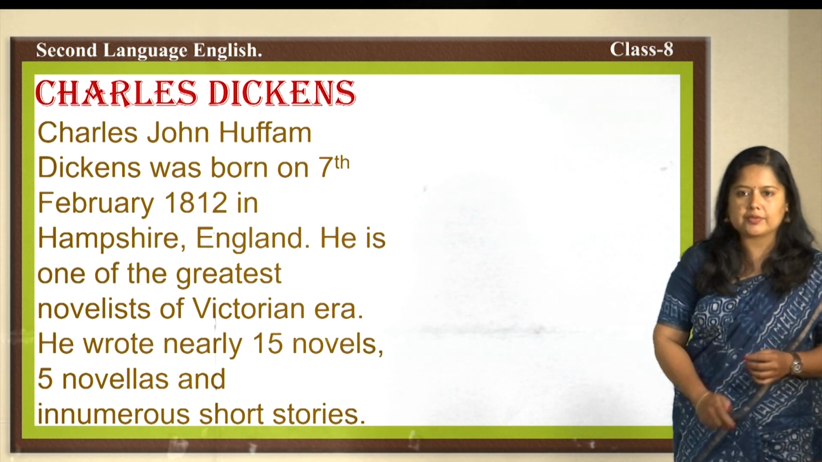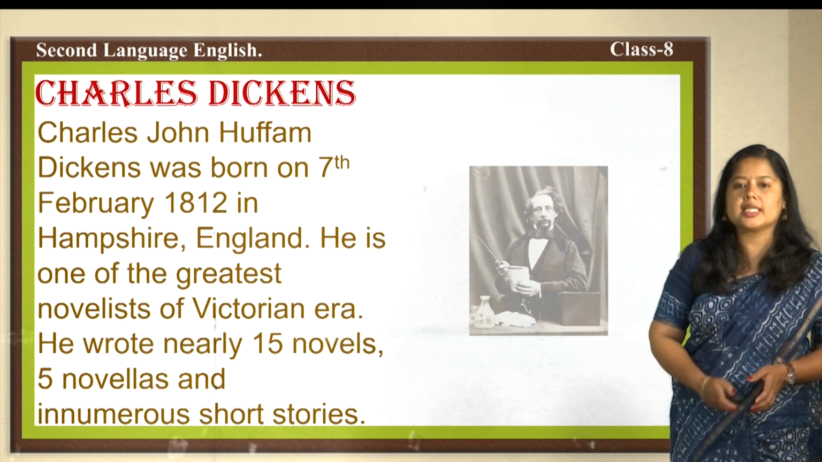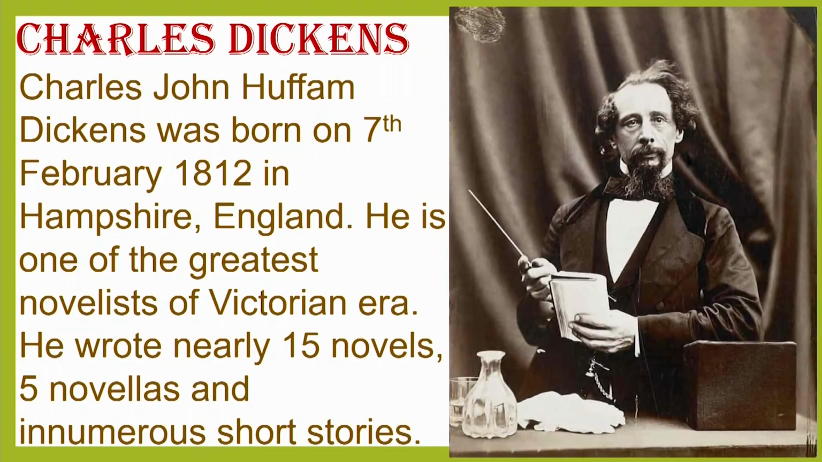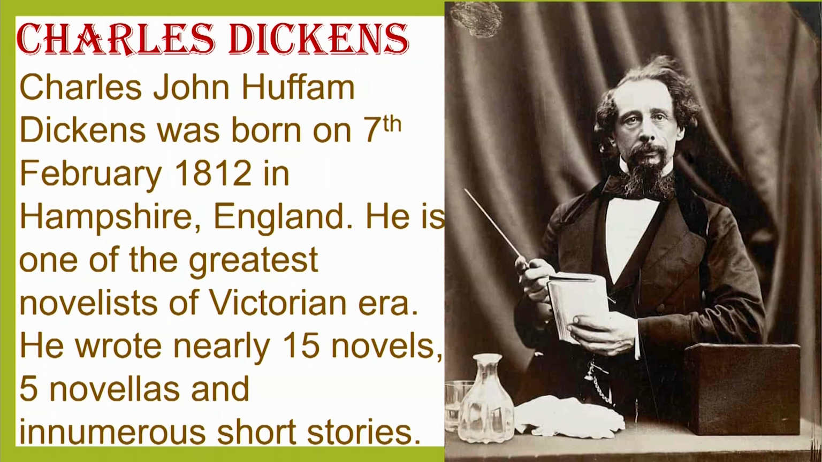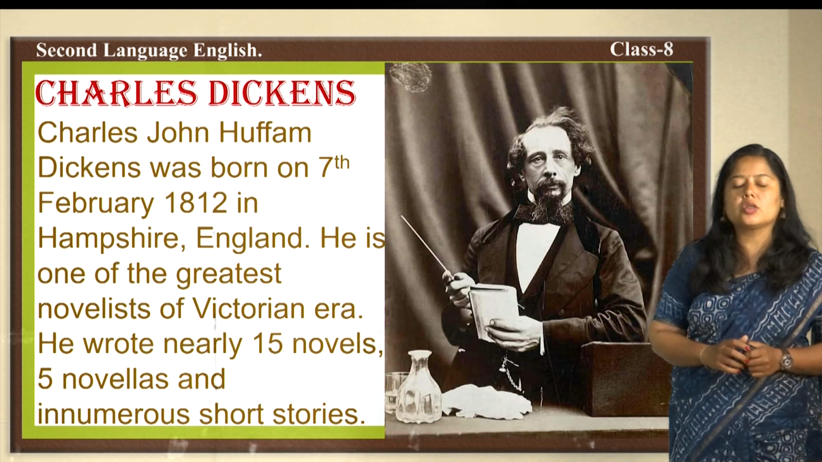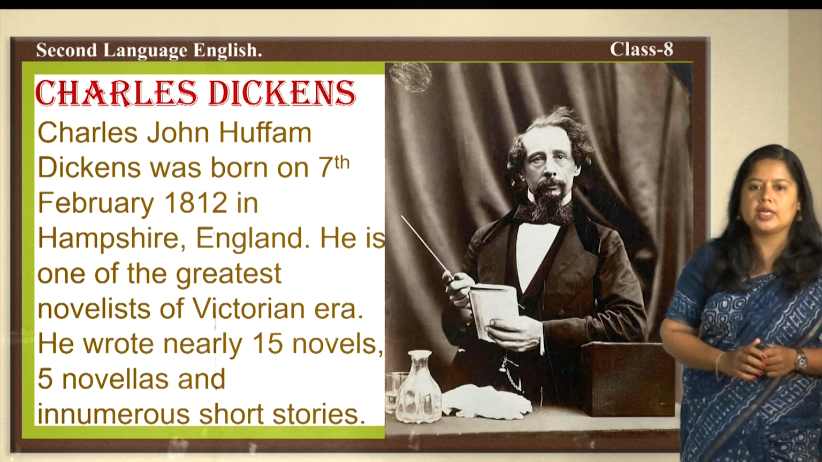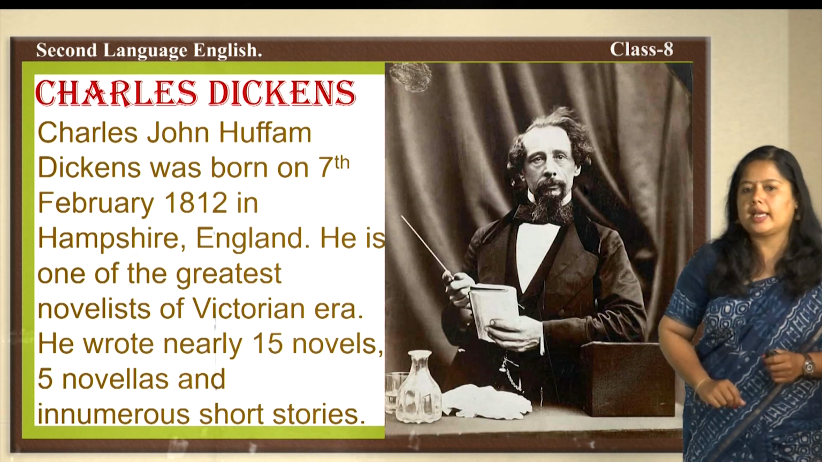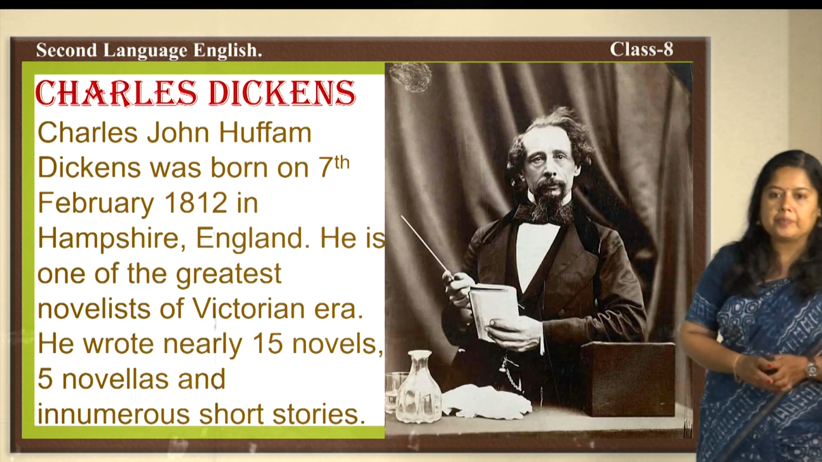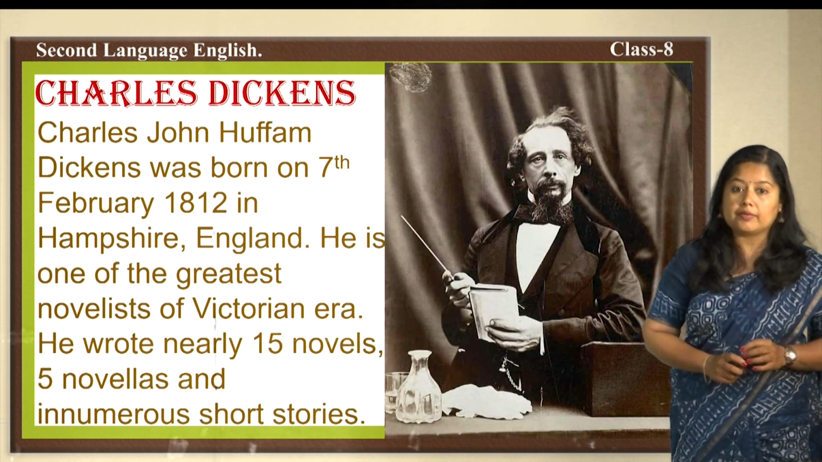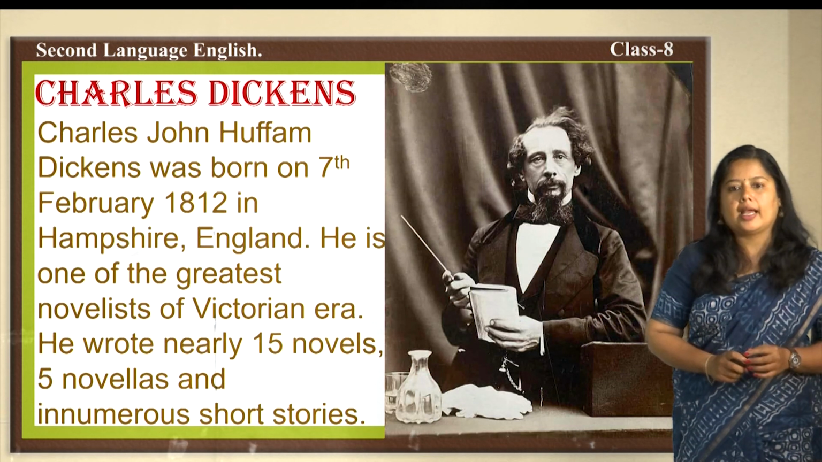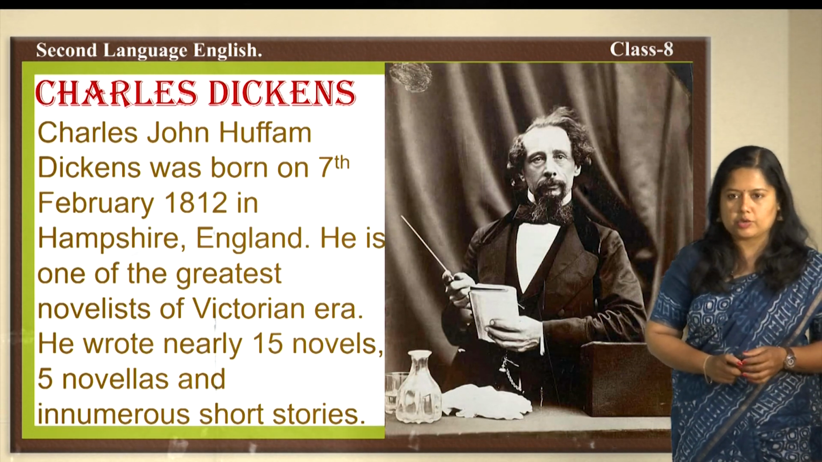You must be thinking, what is Victorian age? Victorian age is the timeline when the United Kingdom was ruled by Queen Victoria, that is almost 1837 to 1900. So, Charles Dickens also lived in the same timeline. So, he is recognized in that era, the Victorian era. He wrote nearly 15 novels, 5 novellas and innumerable short stories.